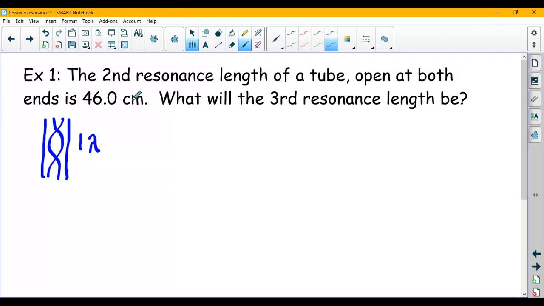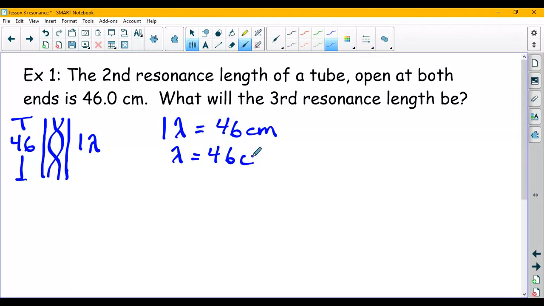And it says that the tube itself is 46 centimeters. So this is 46 centimeters. That means one wavelength is 46 centimeters. That means the wavelength itself is 46 centimeters. That's the wavelength of the wave that creates this pattern.